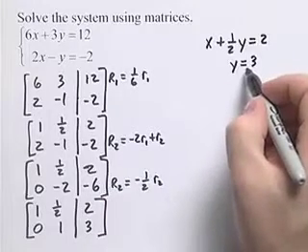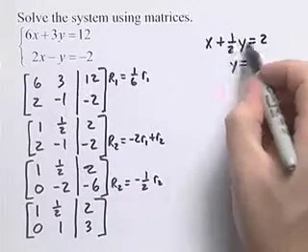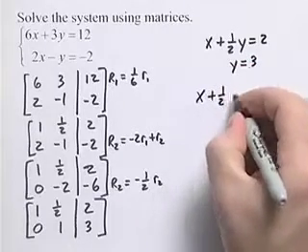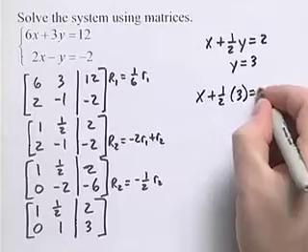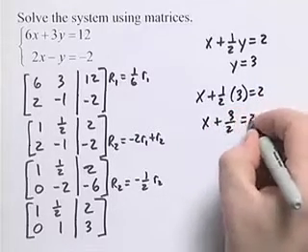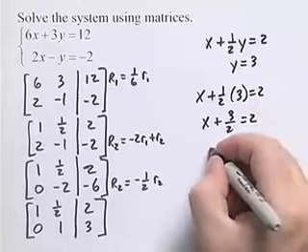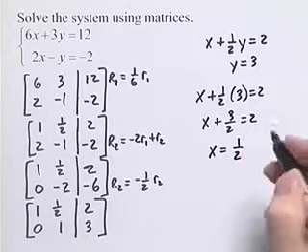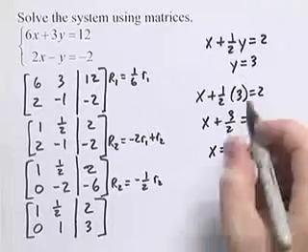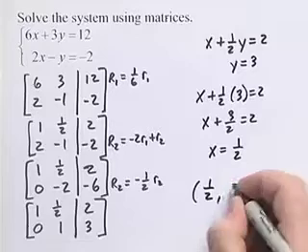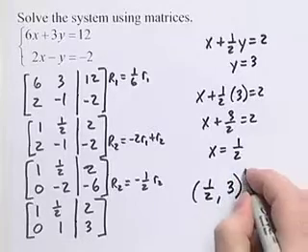Since we know y is equal to 3, we can substitute that back into this equation to find x. X plus 1/2 times 3 equals 2. So x plus 3/2 equals 2. We're going to subtract 3/2 from both sides. We'll get that x is equal to 1/2. Since x is equal to 1/2 and y equals 3, our ordered pair solution is 1/2, 3.